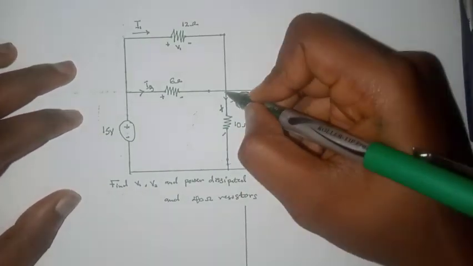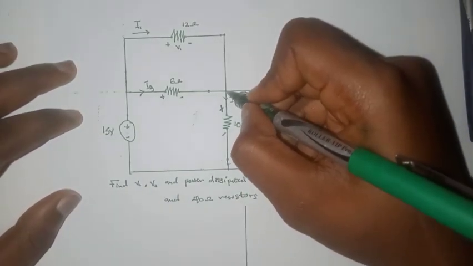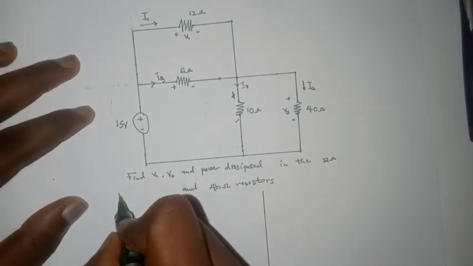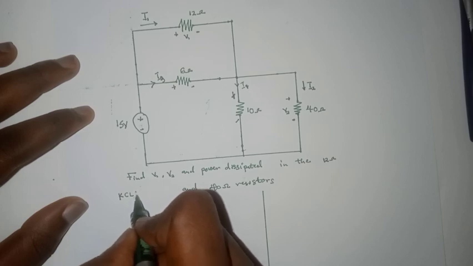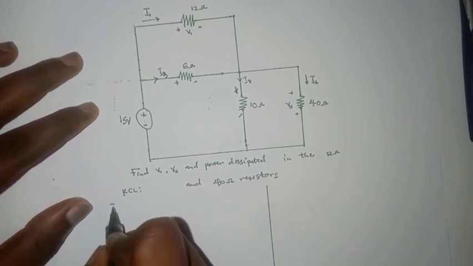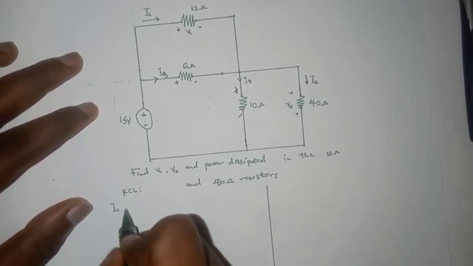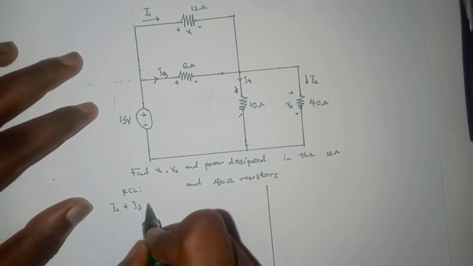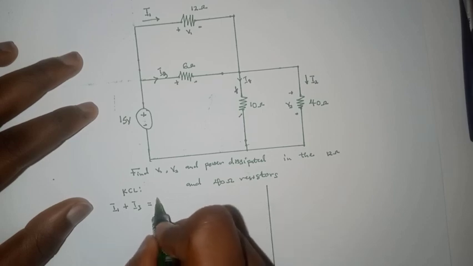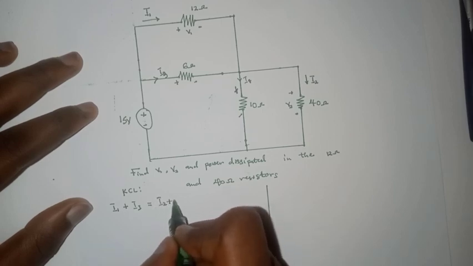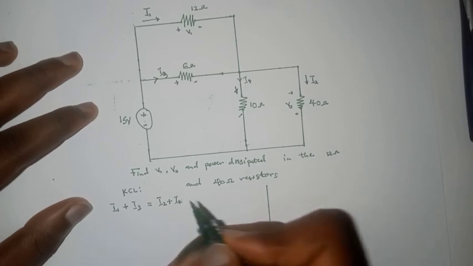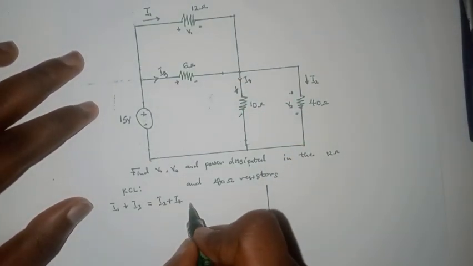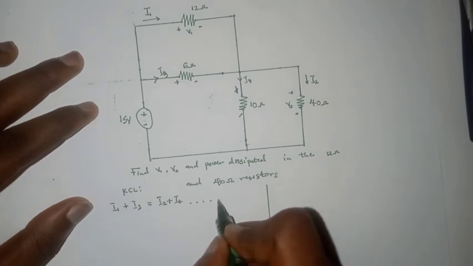Okay, so we can write a KCL equation at this node, and that would be I1 plus I3 equals I2 plus I4. Sum of currents entering a node equals sum of currents leaving a node. Let's call this our first equation.